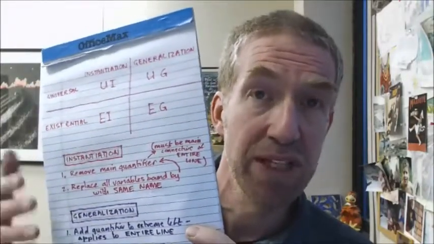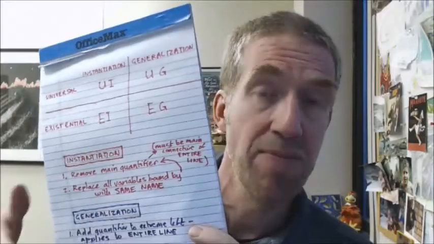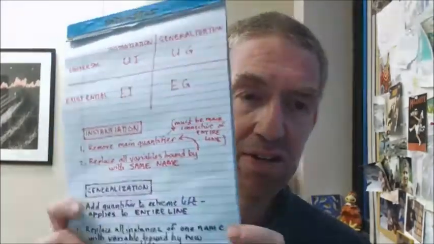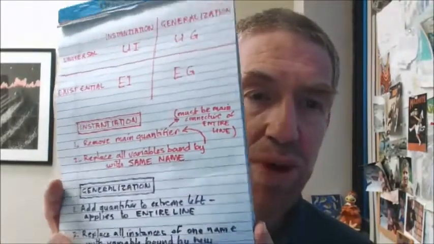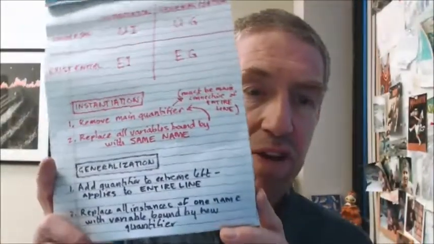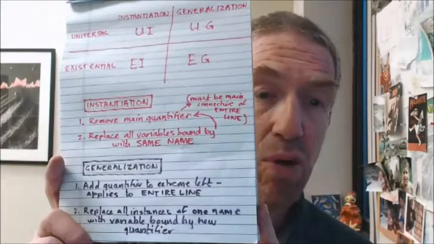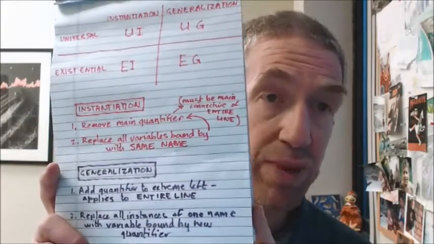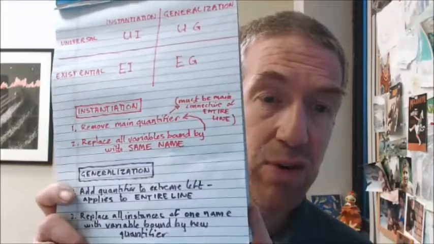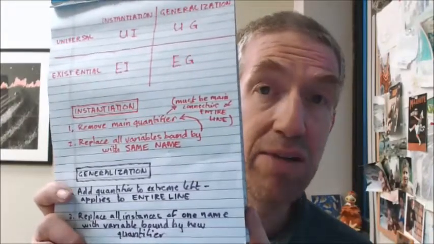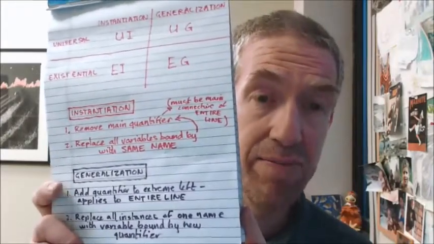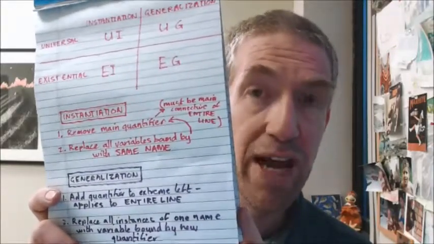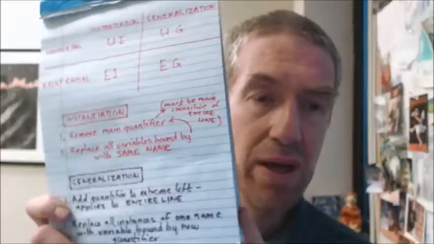You start from something definite and individual, like a name, and you move to something more general, like a variable. All right, so there are two rules that apply to both the generalizations. First, now you're adding a quantifier. And remember, because it's an inference form, it has to apply to the entire line. So you add the quantifier to the extreme left, and it applies to the entire line. There can't be anything to the left of it, and the scope of it has to be the entire line.